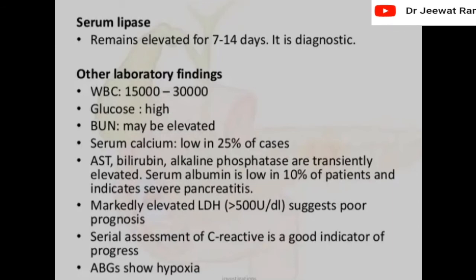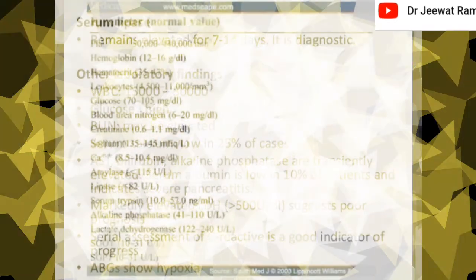AST, bilirubin, alkaline phosphatase are transiently elevated. Serum albumin is low in 10% of patients and indicates severe pancreatitis. Markedly elevated LDH suggests poor prognosis. Serial assessment of C-reactive protein is a good indicator of progress. ABGs show hypoxia.